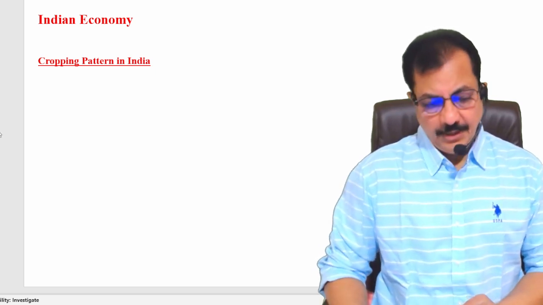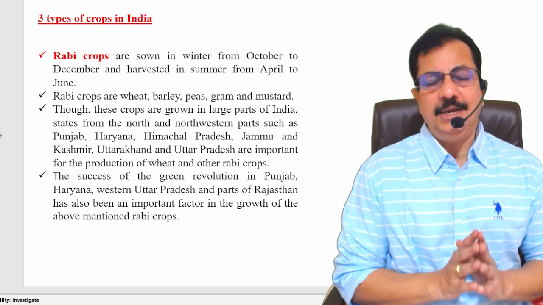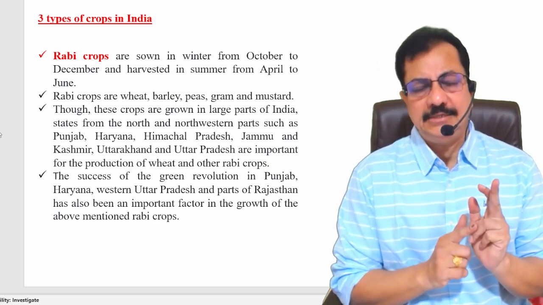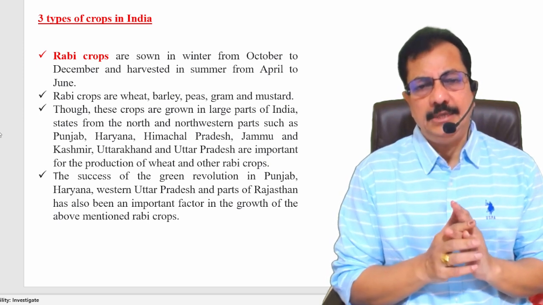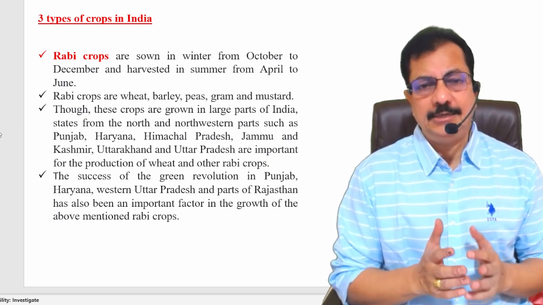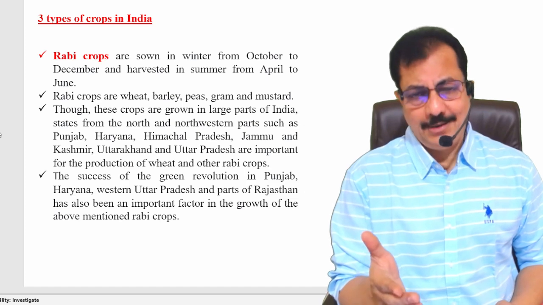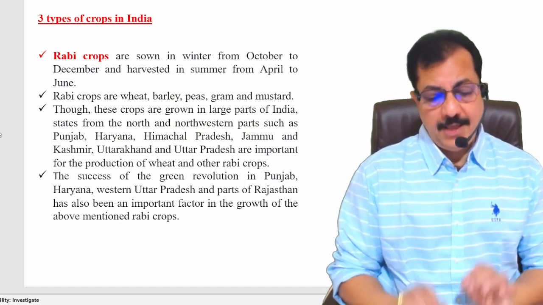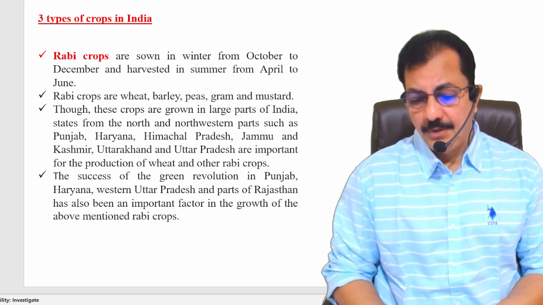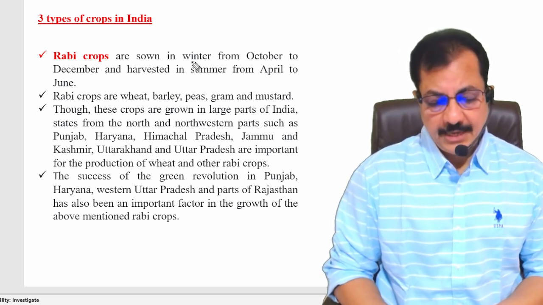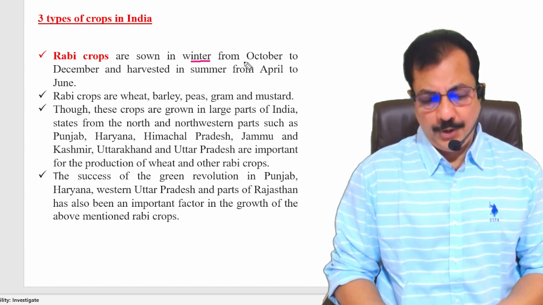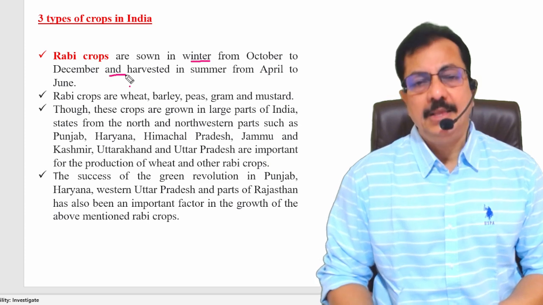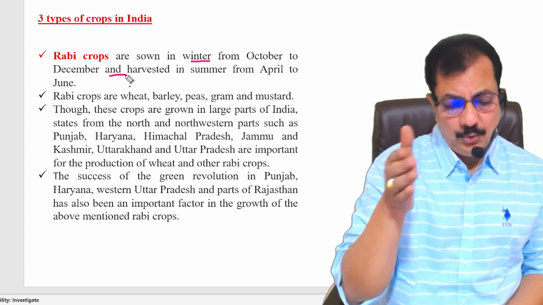Let's begin. If you look at the first one, there are three types of crops in India. One is Rabi crops, the second one is Kharif crops, and in between these two, you will also come across Zaid crops. Clear? So you have to understand this very clearly, and I am going to touch on this very briefly. As I told you, the Rabi crops are sown in winter, from October to December, and harvested in summer, that is from April to June.